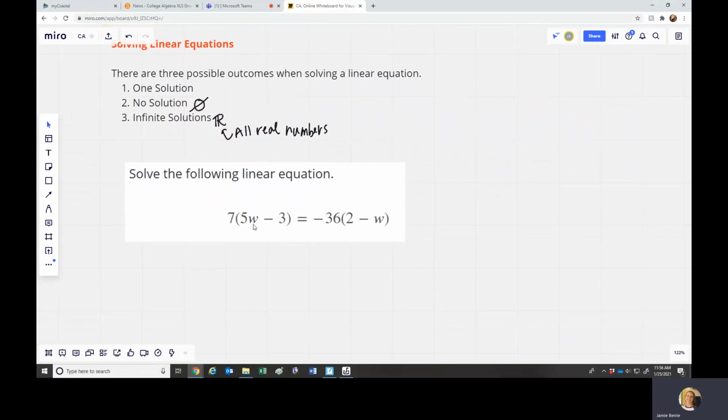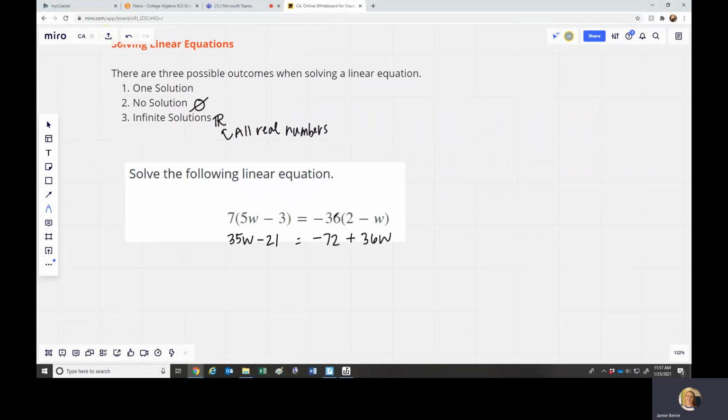So we have 7 times (5w minus 3) equals negative 36 times (2 minus w). I'm going to go through this kind of quickly, so you may need to pause the video so that you can write the problem down. So I'm going to distribute on this left-hand side. 7 times 5w would be 35w, minus 7 times negative 3 would be negative 21, equals negative 36 times 2. I should be able to do that in my head, but that's 72. So that's negative 72. Negative 36 times negative w would be positive 36w.